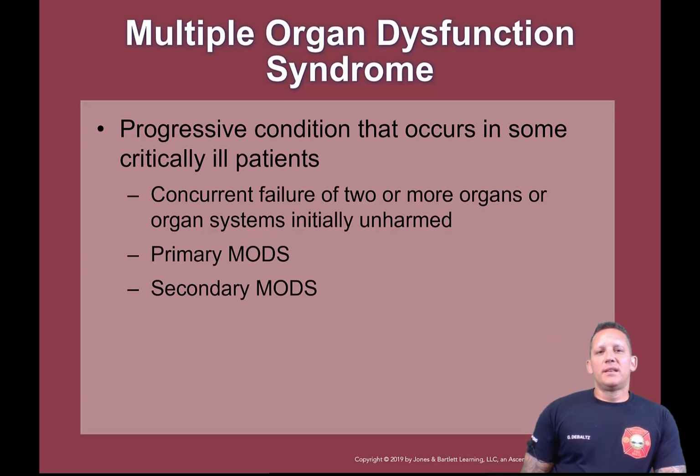Multiple organ dysfunction syndrome, MODS. That's a progressive condition that occurs in some critically ill patients. A concurrent failure of two or more organs or organ systems initially unharmed, right? So we have primary and secondary MODS. And this is just getting a little bit deeper into what I was speaking about earlier. If we are unable to perfuse those organs, then they take some kind of failure, and then that creates a cascade or a chaining event.